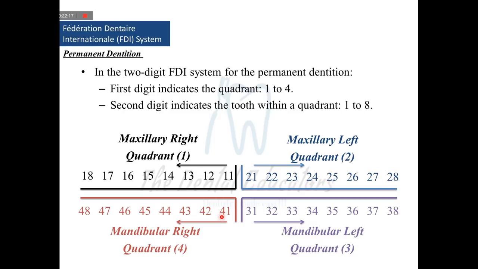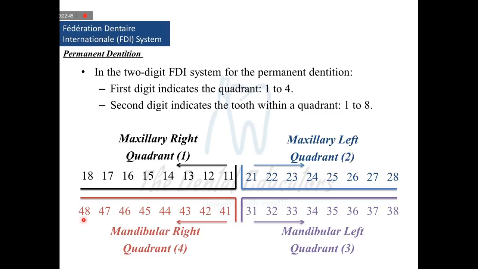We mentioned that as 4-1, 4-2 for the lateral, 4-3 for the canine, 4-4 for the first premolar, 4-5 for the second premolar, 4-6 for the first molar of the mandibular right quadrant, 4-7 for the second molar of the mandibular right quadrant, and finally 4-8 for the third molar of the mandibular right quadrant.